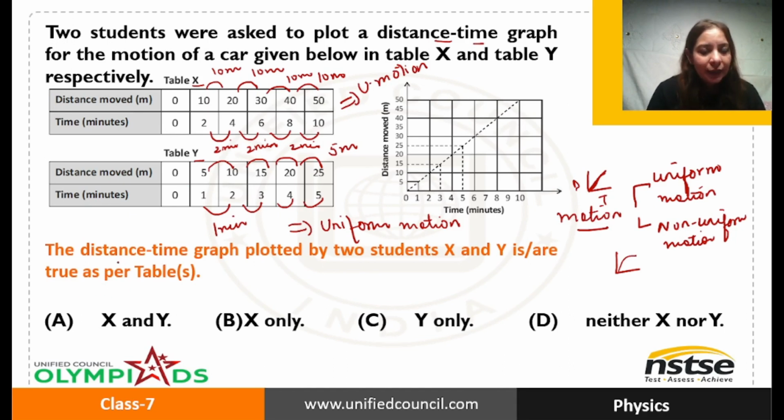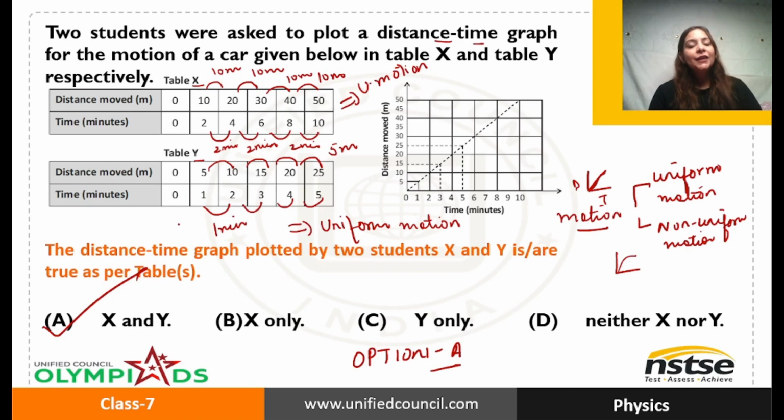So we need to tell for which table the distance time graph plotted by the two students X and Y is true. It is true for both of them. So the correct answer is option A. I hope you got how I came to the conclusion that A is the right answer. Because if the distance covered is equal in equal intervals of time, then the motion is said to be uniform and the graph obtained is a straight line graph.